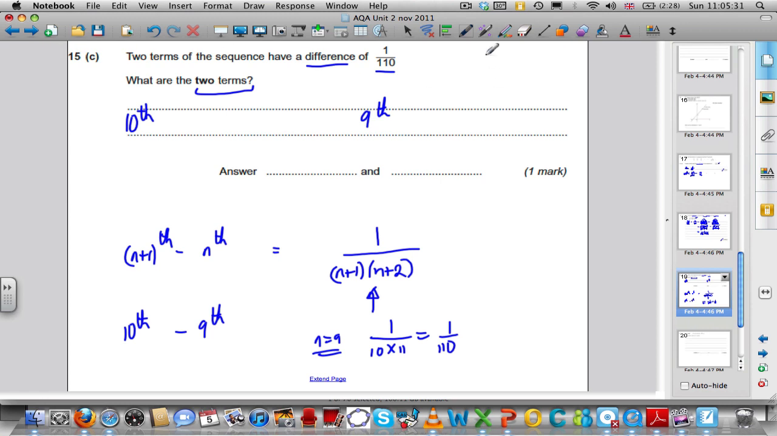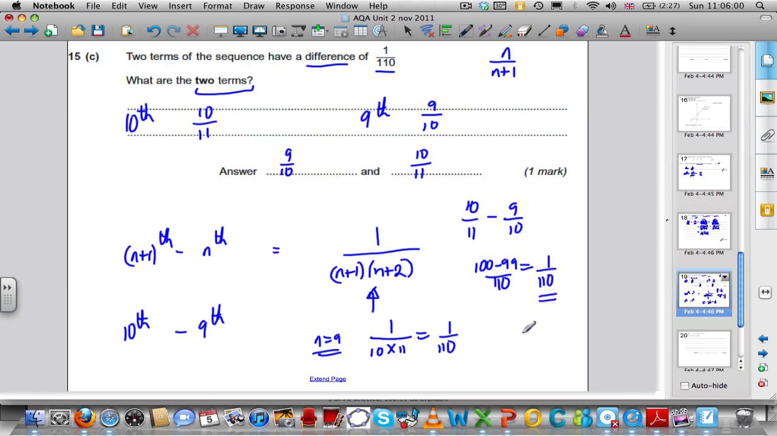Well, the formula for the nth in general was n over n plus 1. So the 10th is 10 over 11, and the 9th is 9 over 10. So the two terms are 9 over 10 and 10 over 11. If you worked out the subtraction 10 over 11 minus 9 over 10, making them over a common denominator of 110, you'd get 100 take away 99, which is 1 over 110. You would get the right answer.